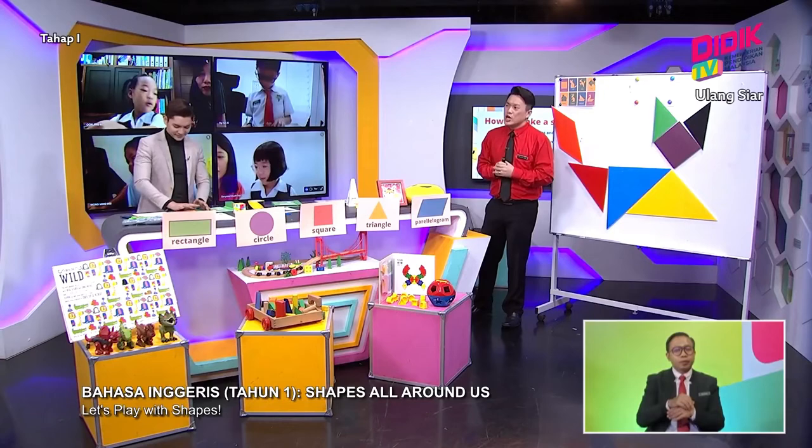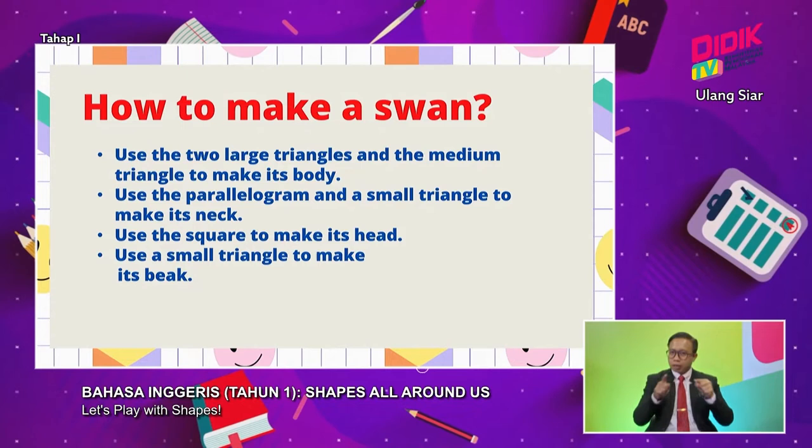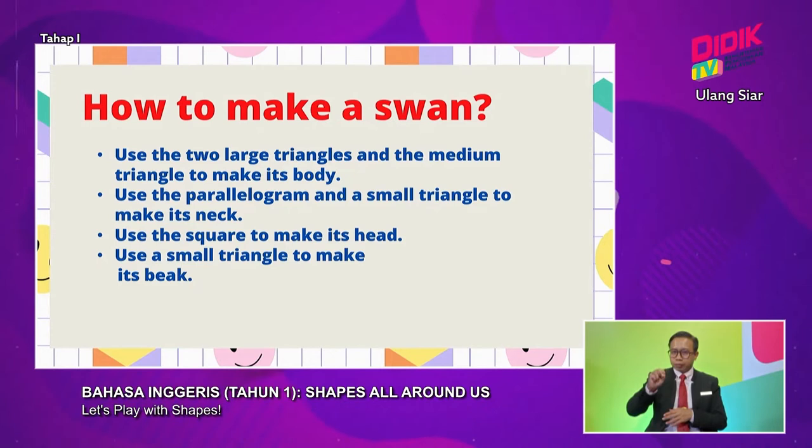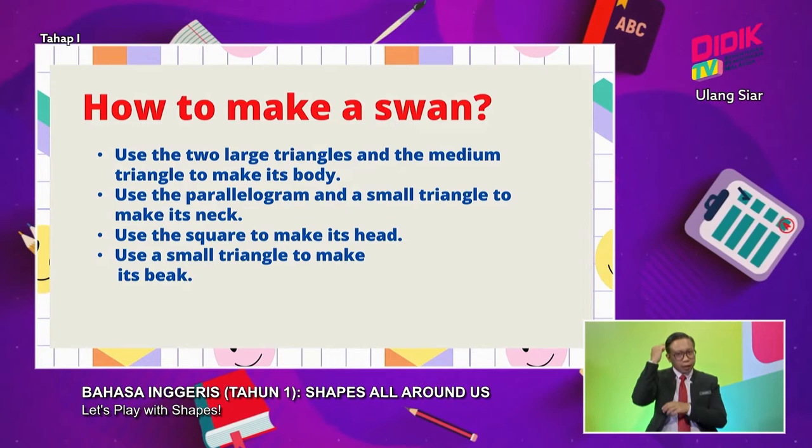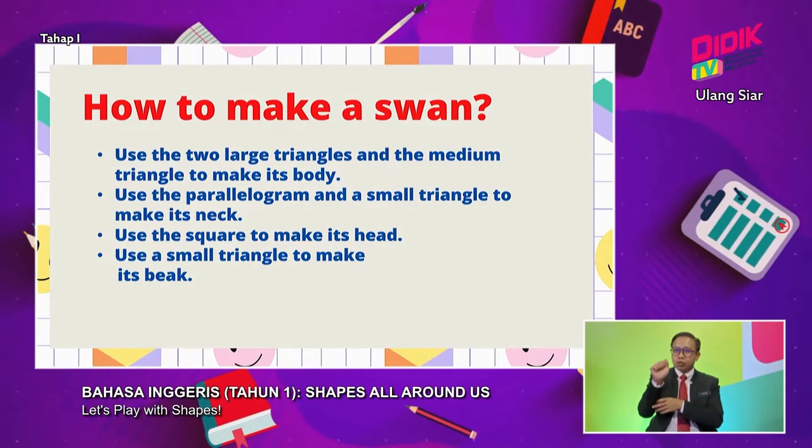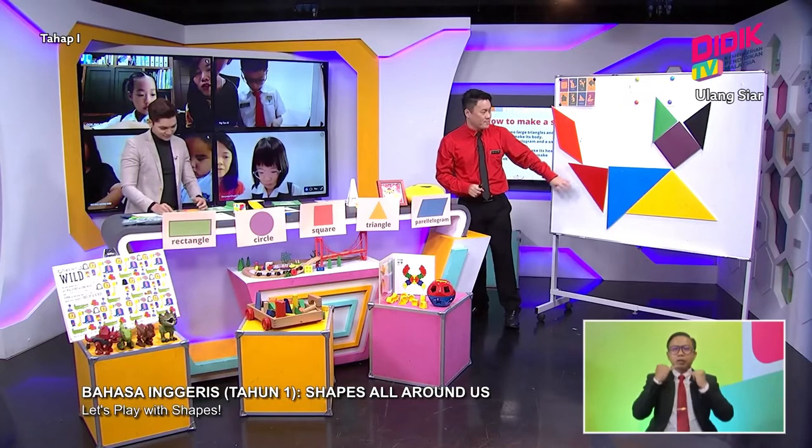Use two large triangles and the medium triangle to make its body. Use the parallelogram and a small triangle to make its neck. Use the square to make the head and also a small triangle to make the beak. Okay, the beak of a swan. Now, let's see whether our pupils are able to read the instructions to understand it and also make the swan.